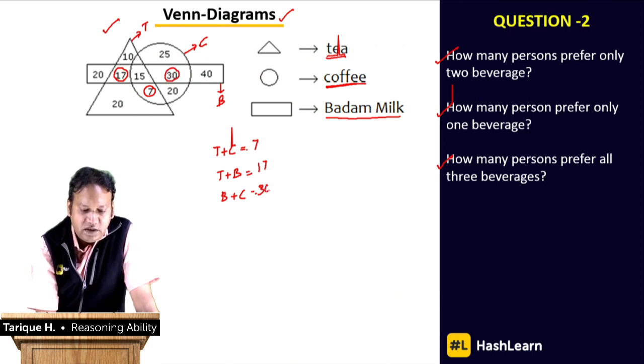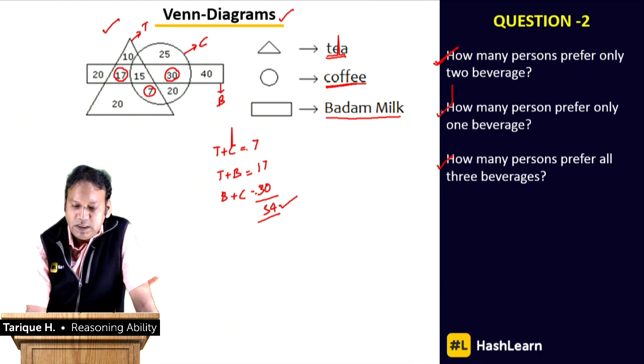So if you add these three, 17 plus 30 is 47, plus 7 is 54. So the answer will become 54. That is the answer for question number 1, that is 54. Now the next question is, how many persons prefer only one beverage?